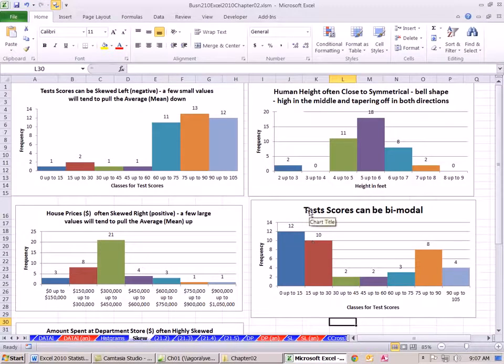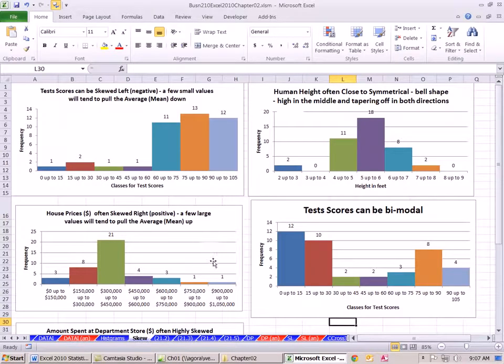Another possible histogram shape is called bimodal. Now, we'll talk about modes in Chapter 3 when we do numerical measures. Mode just means, hey, which one occurs the most frequently. Now, notice there's a really tall one here and a really tall one here. So it's as if there's two peaks, bimodal. And this is test scores, right? This happens with test scores sometimes.